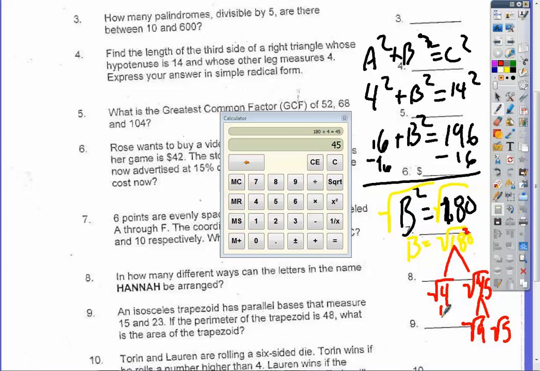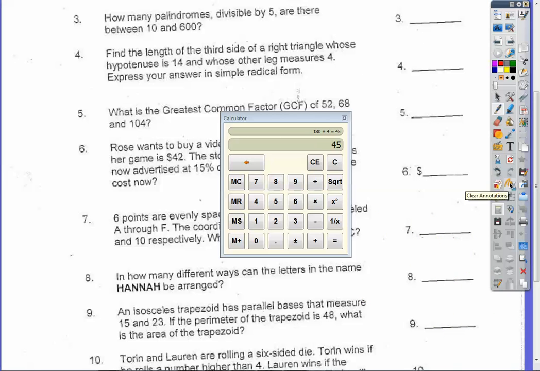So square root of 4 is 2. Square root of 9 is 3. Times the square root of 5. So 2 times 3 is 6. So our final answer is going to be 6 root 5. Let's go. So that's one right here. 6 root 5.